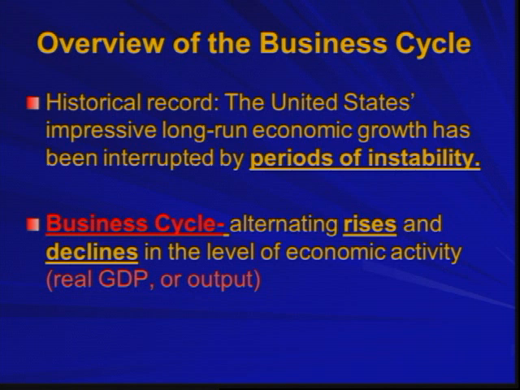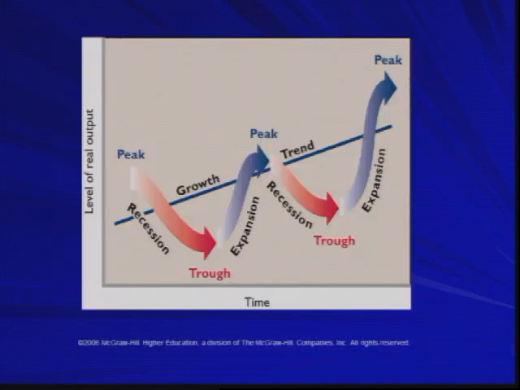How do we know? Our measure is real GDP. So when sometimes real GDP increases and sometimes it decreases from one period to the next, we just call those alternating periods of rise and decline the business cycle. If the business cycle was nice and predictable, it might look something like this. So this is a model of what the business cycle looks like.